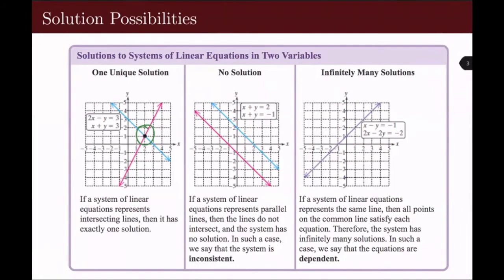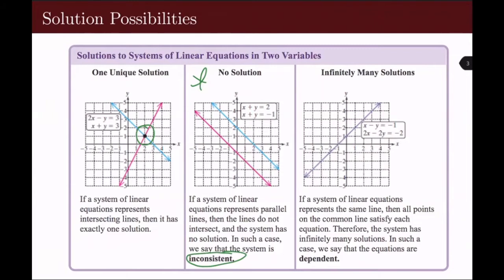However, you could be given two lines that are parallel, like these two, and parallel lines will never cross. So if we're looking for a solution to two parallel lines, since parallel lines have no point of crossing, we say they have no solution, and we also call that system inconsistent, since the two lines will never have a point of crossing.